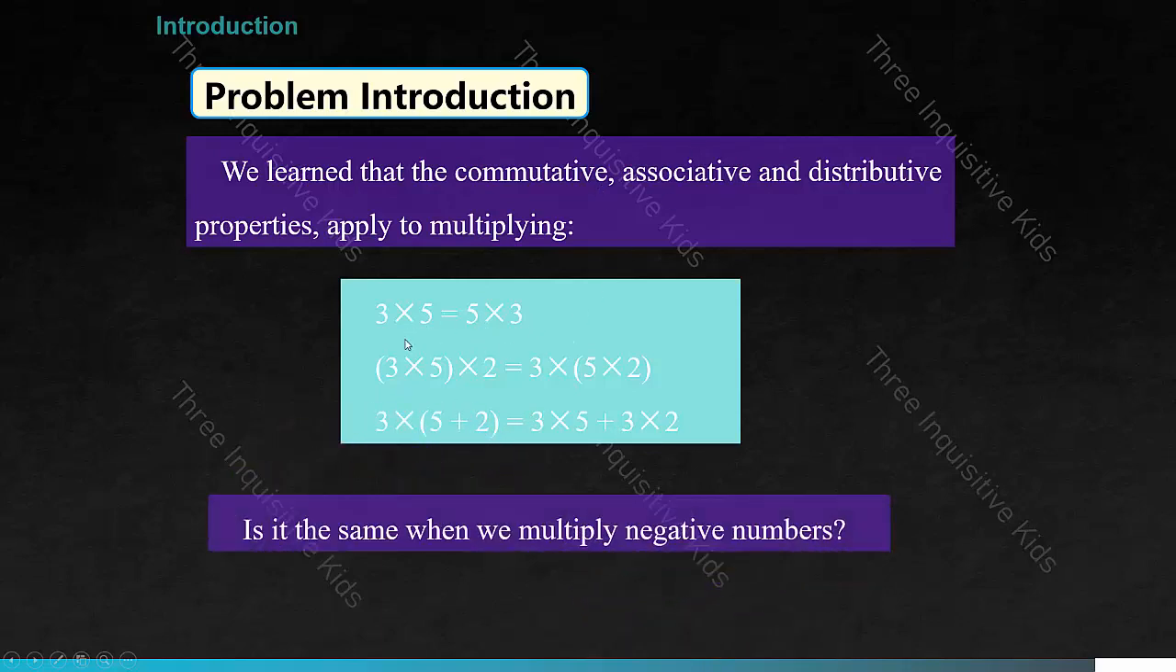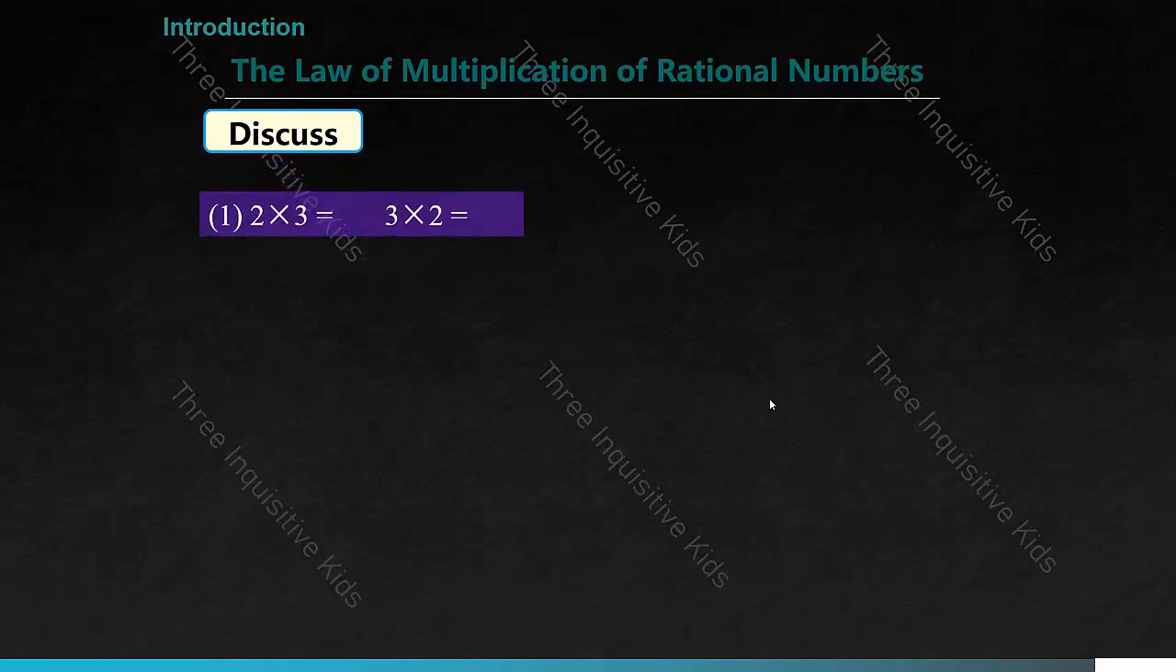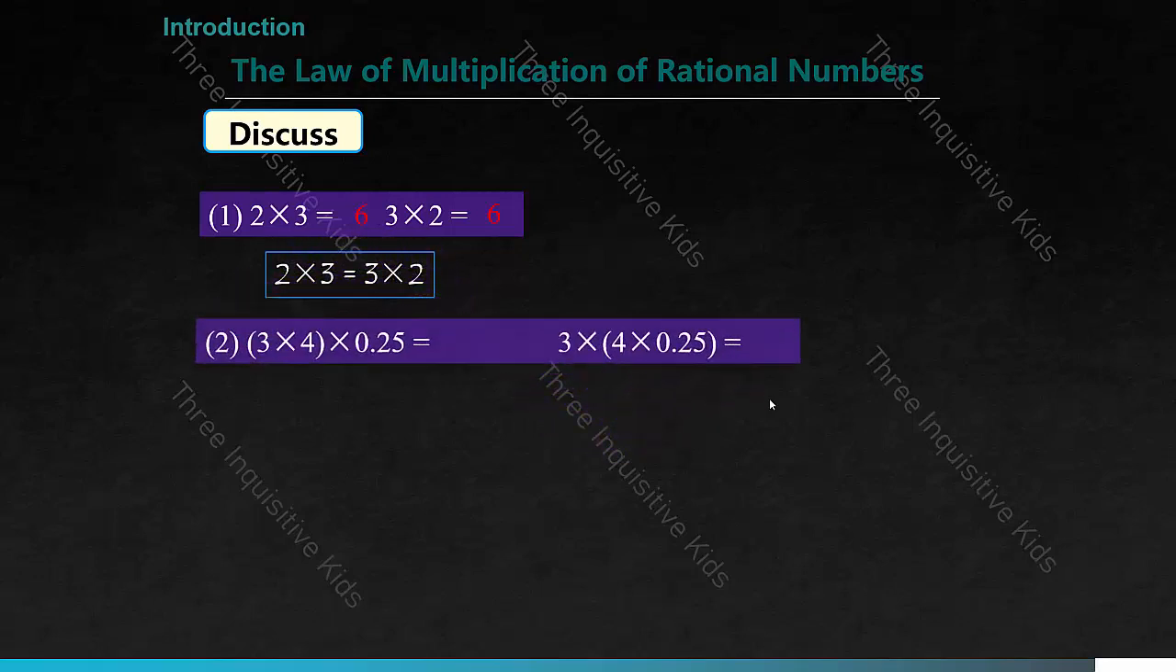You can see that the first line here is talking about the commutative property of multiplication. The second equation is the associative property, and the third one is the distributive property of multiplication. 2 times 3 equals 6, and 3 times 2 also equals 6. So 2 times 3 equals 3 times 2. 3 times 4 times 0.25 equals 3. 3 times the product of 4 and 0.25 is also 3. So these two expressions are equal.